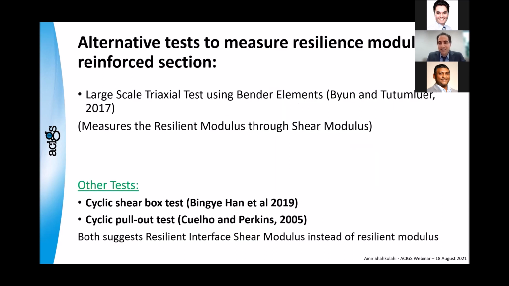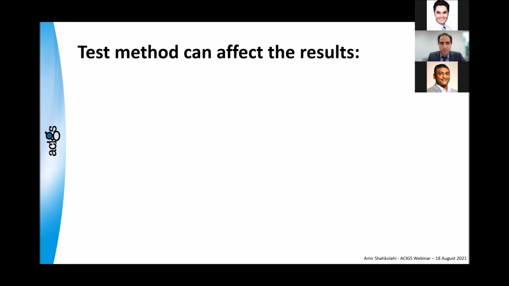There are some other methods instead. For example, Errol and his team introduced the Binder element, which is a very nice method. There are some cyclic shear box tests or cyclic pull-out tests introduced by other researchers like Bing and Han and Coelho and his team. But these two tests, they said what the outcome is resilient interface shear modulus.